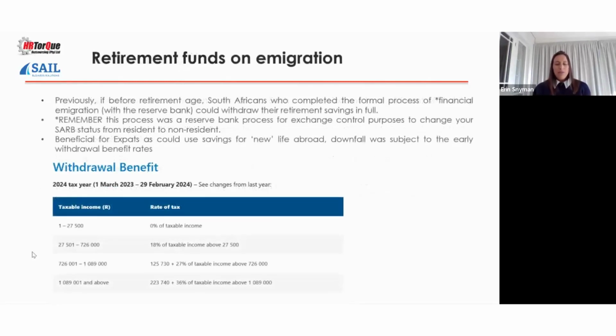So, retirement funds on immigration, this is quite a big thing. With the new rules, we are now approaching that three-year rule. Whilst we don't have a lot of case law, it's starting to come up now. Previously, if you were before retirement age, you could complete the formal process of financial immigration. Remember, we spoke about that being a Reserve Bank process for exchange control purposes. And then you could withdraw your retirement savings and offshore that. It used to be beneficial for expats because you could take those funds across and start your life abroad with all of those funds from your retirement.